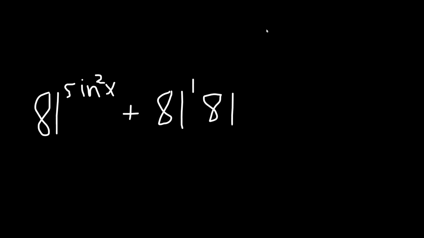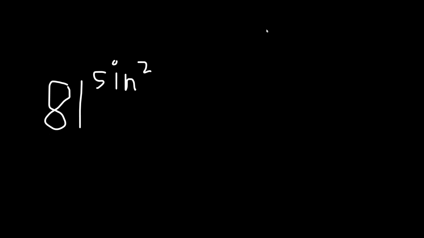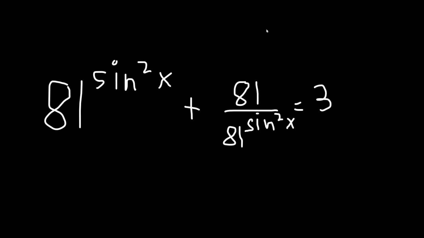Let's take a look. So you can say 81^(sine squared x) plus 81 to the first times 81 to the negative sine squared x, and this is equal to positive 30. That we are allowed to do, break up the exponent. Negative exponent goes on the bottom, so you can say 81^(sine squared x) plus 81 over 81^(sine squared x) is equal to positive 30. Good.